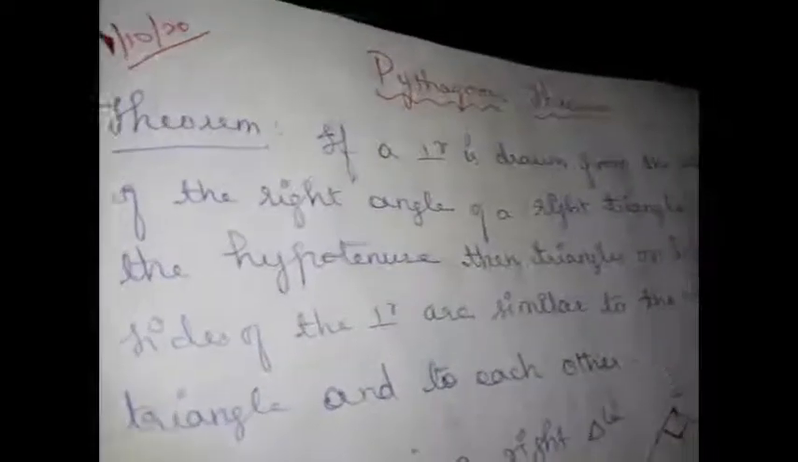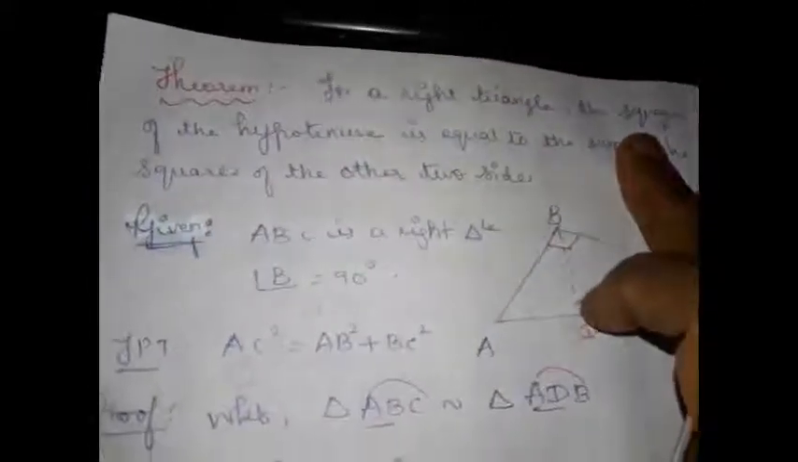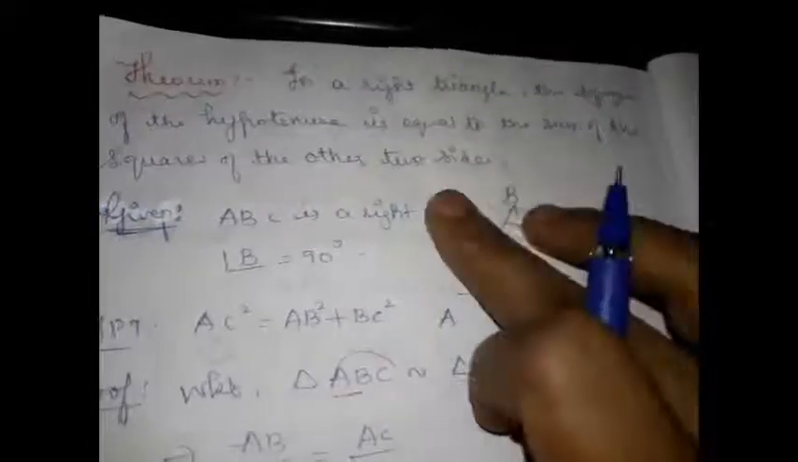And using this we have proved Pythagoras theorem, and Pythagoras is a well-known theorem. In a right triangle, the square of the hypotenuse is equal to the sum of the squares of the other two sides, and we have seen the converse of Pythagoras theorem, right?